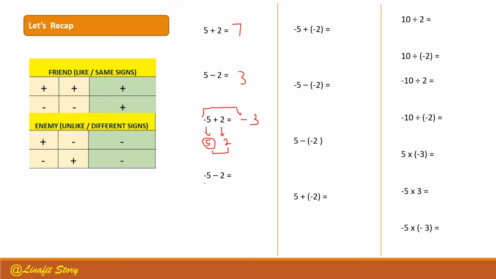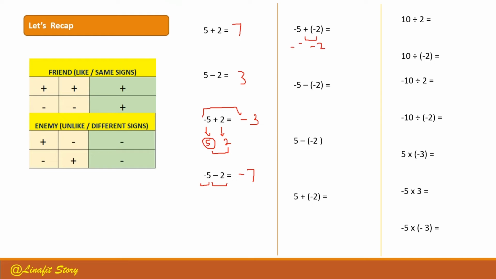Negative 5 minus 2. You have negative 5 and you have another negative 2. So now you have more negative numbers, so the result is negative 7. Negative 5 plus negative 2. This is positive, this is negative, unlike signs, so you meet your enemy. If you meet your enemy, the result is negative.